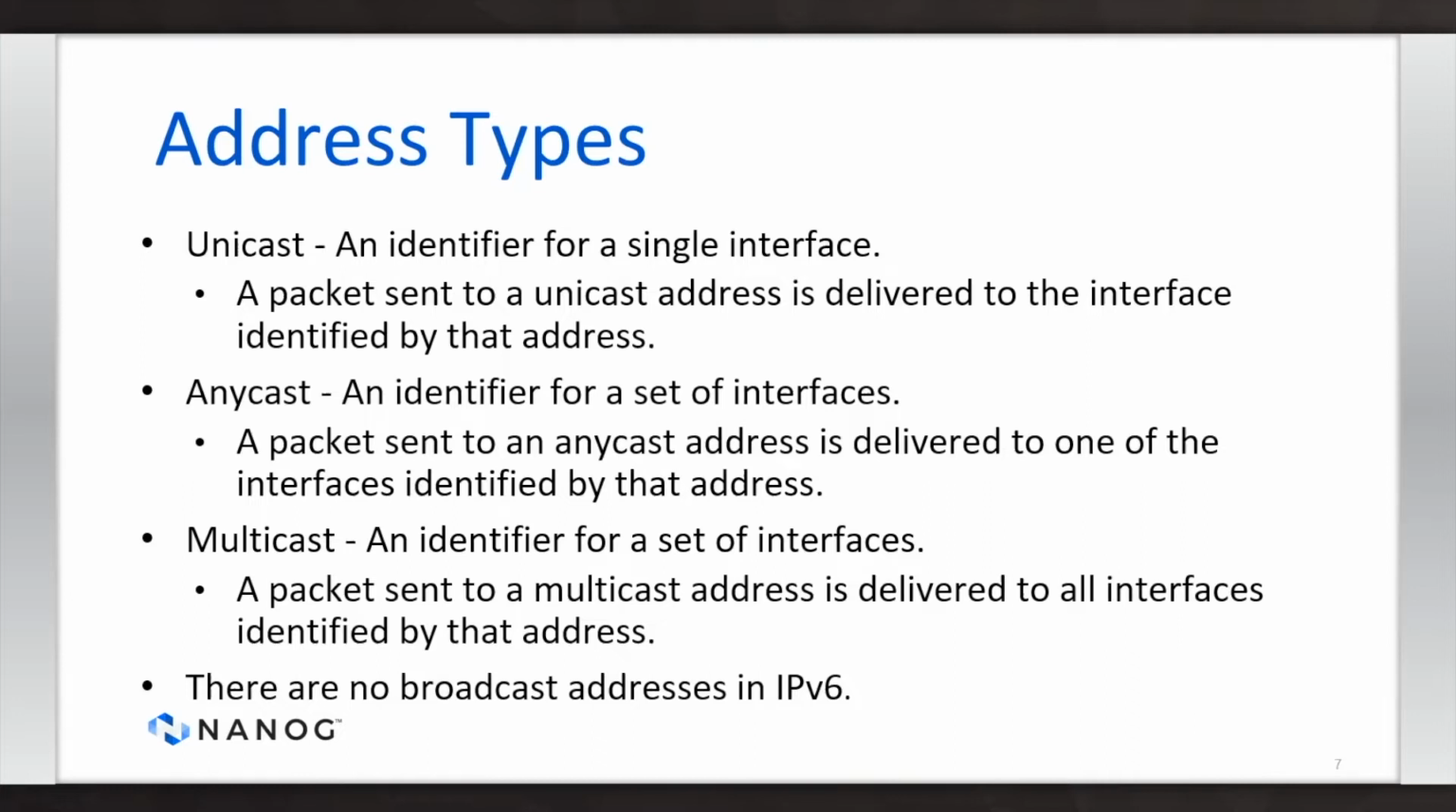And then there's a multicast address. A multicast address is an address that identifies a set of interfaces. When a packet's sent to a multicast address, it's delivered to all of the interfaces. That's the big difference between anycast and multicast. Anycast is sent to one of many addresses. Multicast is sent to many of many addresses. There are no broadcast addresses in IPv6. That functionality has been subsumed by multicast.